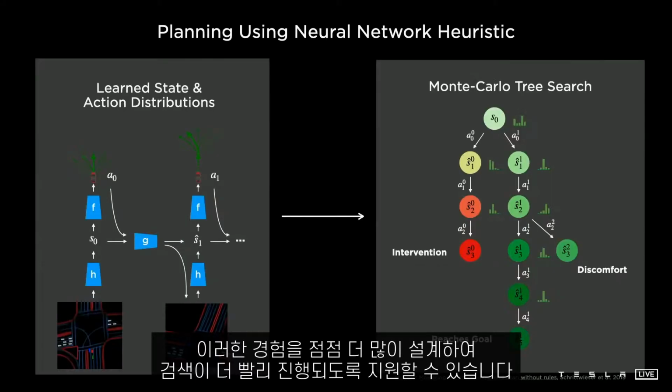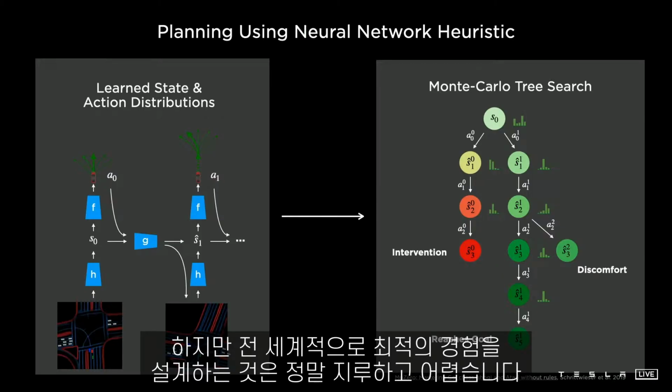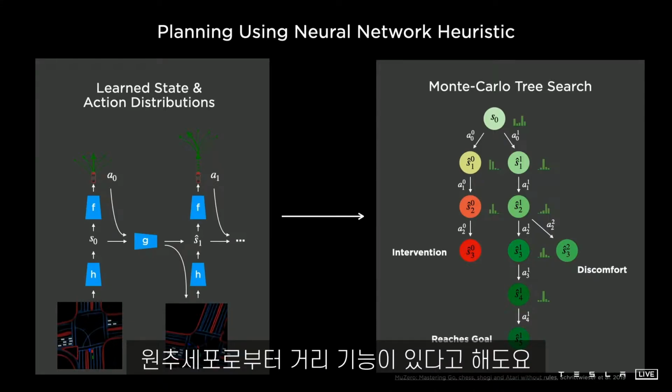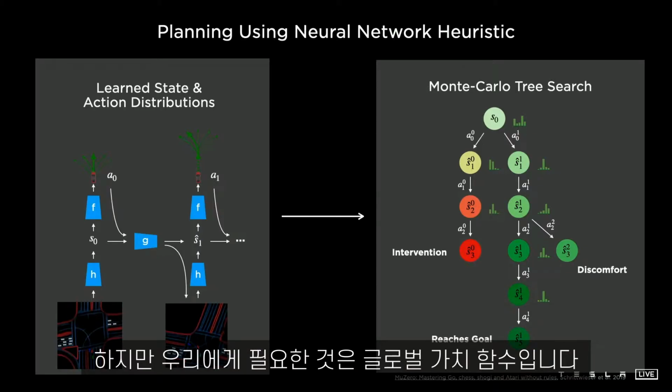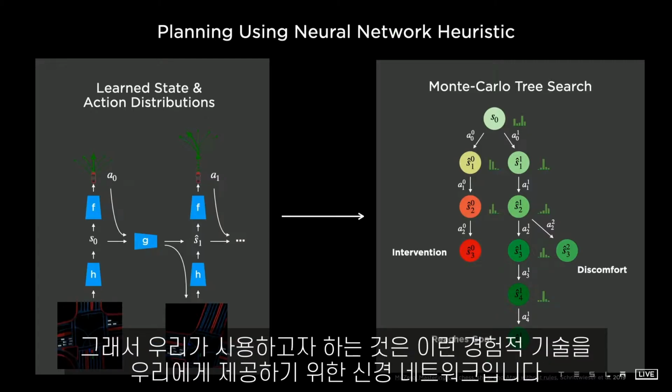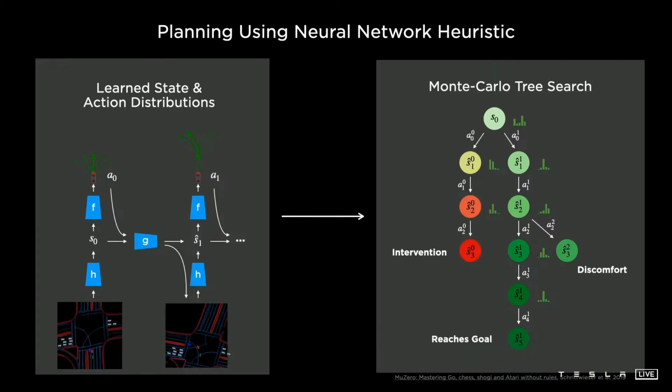We can design more and more of these heuristics to help the search go faster and faster, but it's really tedious and hard to design a globally optimal heuristic. Even if you had a distance function from the cones that guided the search, this would only be effective for the single cone. But what we need is a global value function. So instead, what we want to use is neural networks to give this heuristic for us.